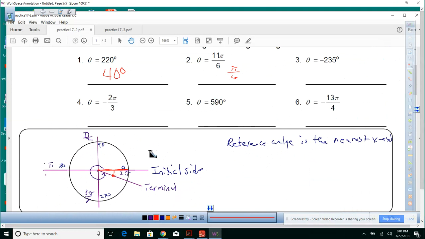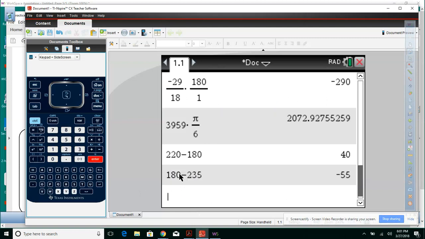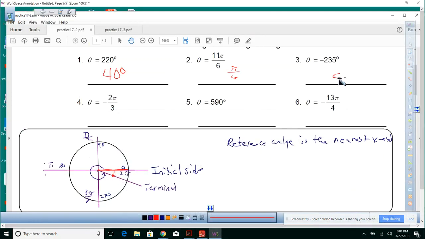What about negative 235 degrees? Well, we know this is 180. We know that's 270. So the closest one is going to be 180. So let's take 180 minus 235, and that equals 55. So my reference angle here is going to be 55 degrees.